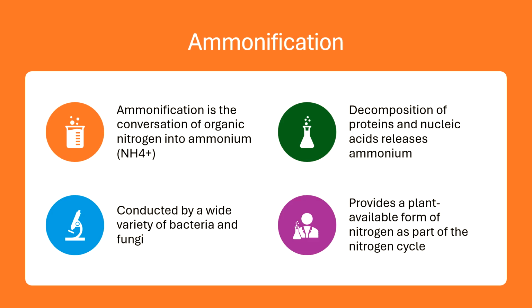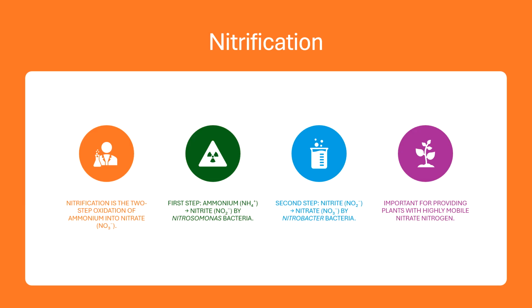Ammonification is the conversion of organic nitrogen into NH4+. Decomposition of protein and nucleic acid releases ammonium. This is conducted by a wide variety of bacteria and fungi, and it provides a plant-available form of nitrogen as part of the nitrogen cycle. This slide looks at the nitrification process.